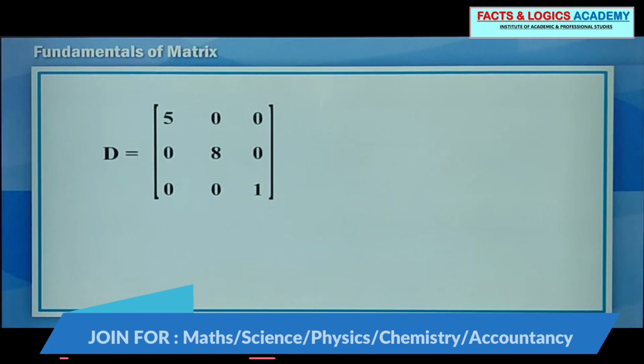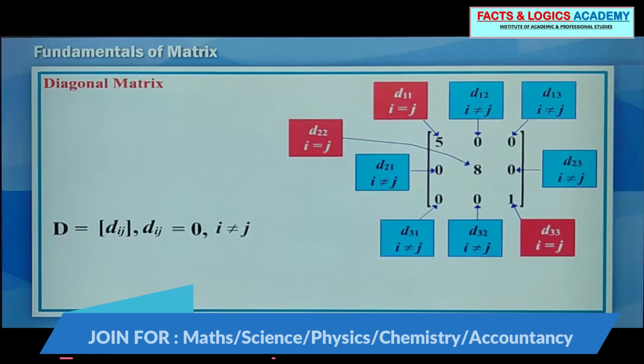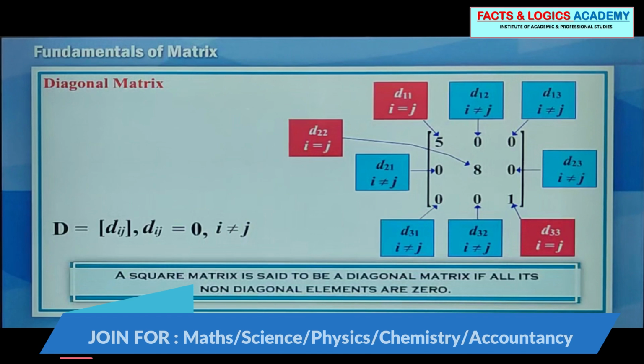We will move to the next type of matrix. Consider a matrix where all the elements, except the highlighted elements, are zeros. These elements are called the diagonal elements of the matrix. These kinds of matrices are called diagonal matrices. The general representation of a diagonal matrix is as shown here. Let's see how this general form is applied to the example shown.